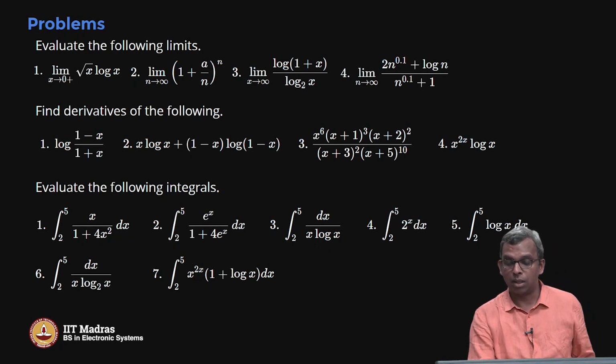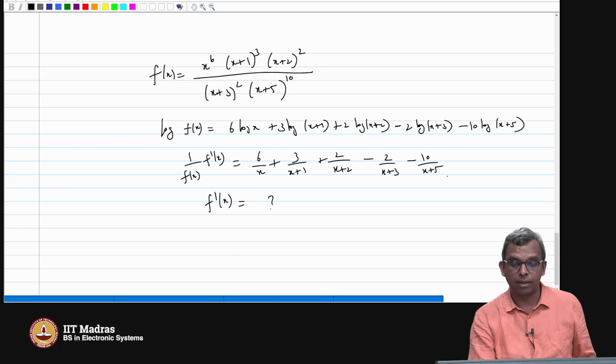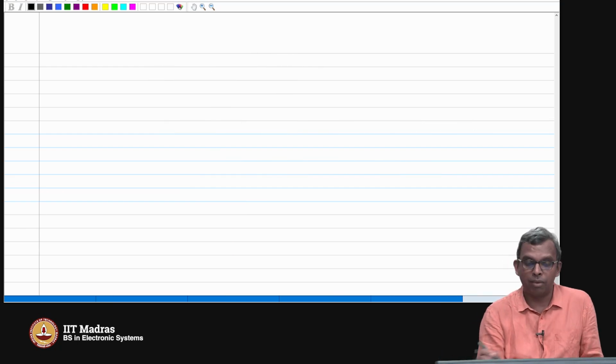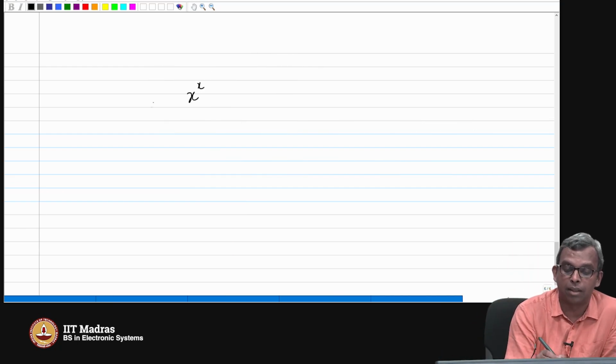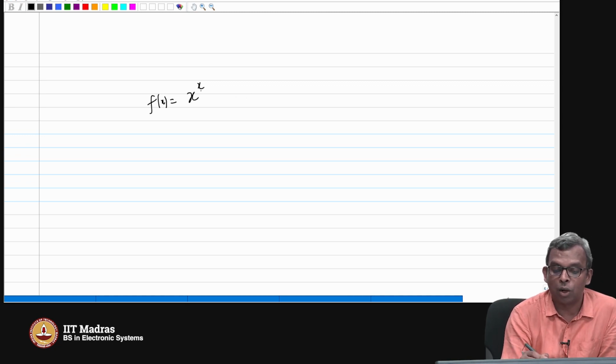So here is another one, x power 2x log x. Okay, one very interesting function is x power x. How do you do the derivative for x power x? A lot of people will be tempted to use the x power a rule, but that a is supposed to be a constant. It cannot be a function of x. So if you have x power x, here again log is very useful.